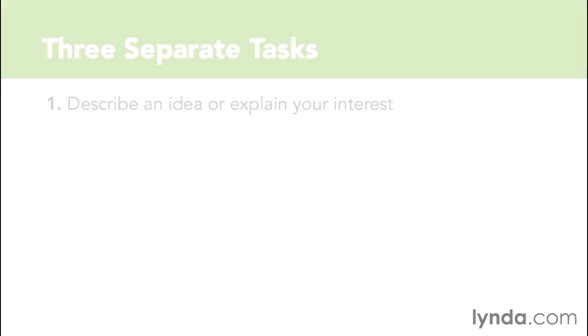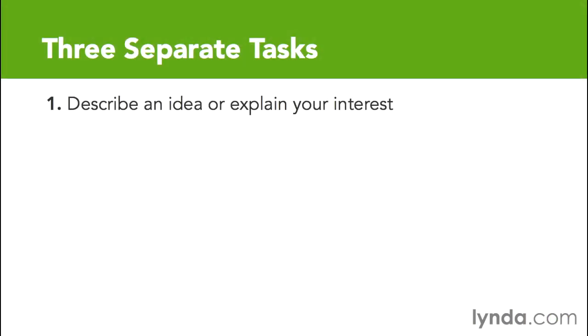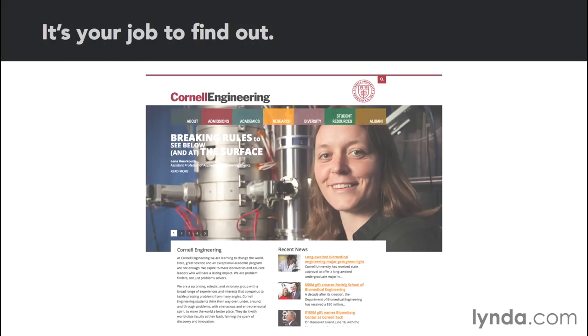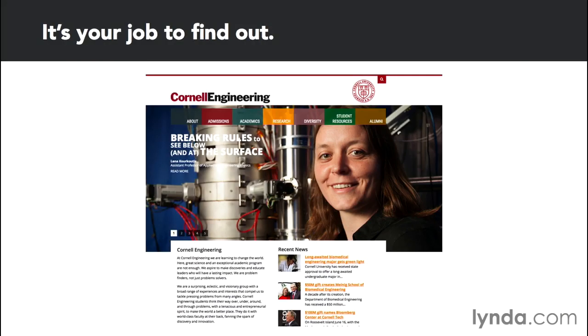After you've answered the first part of the prompt, you need to transition into the second writing task the prompt gives you. Pay close attention to those words, specific resources. How are you supposed to know what specific resources Cornell's College of Engineering has to offer? Well, actually, that's part of your job. You have to find out.